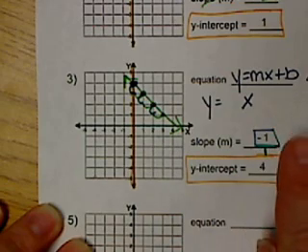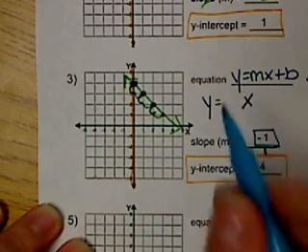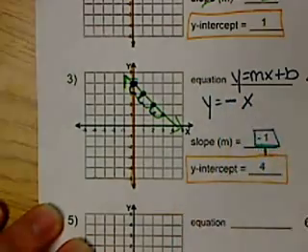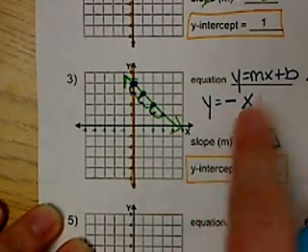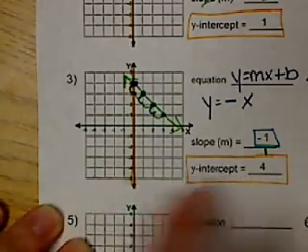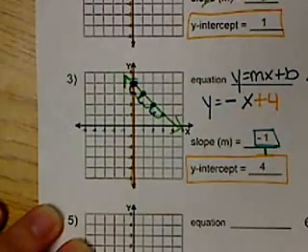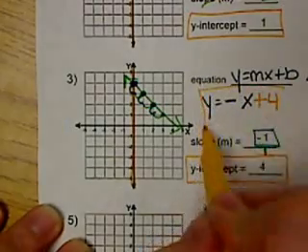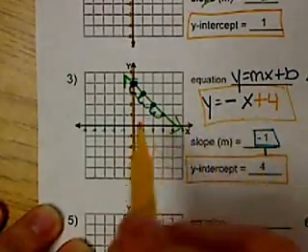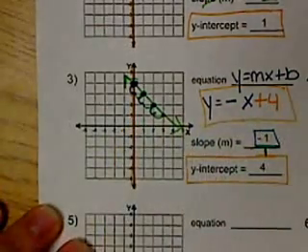But the parts that we need to look at are the m, or the slope, which was -1, 1x, so -x, and then my y-intercept, which was 4, +4. And there's my equation. So here I've done the equation and the graph. Let's try one more.